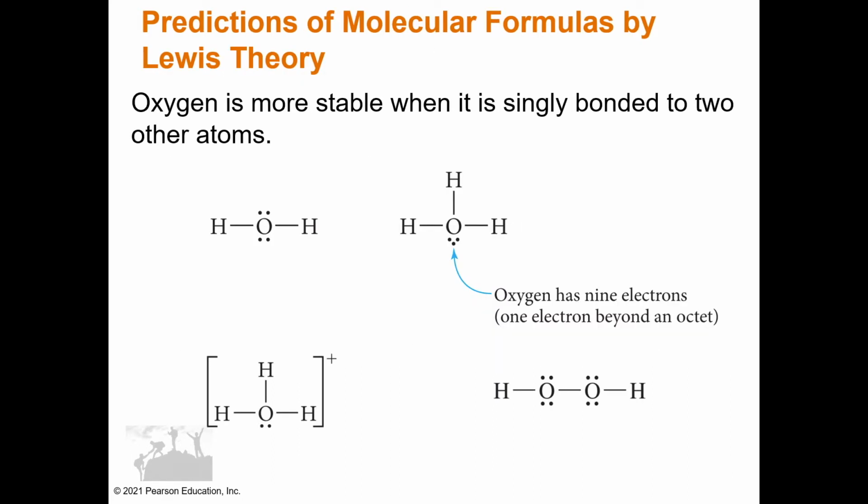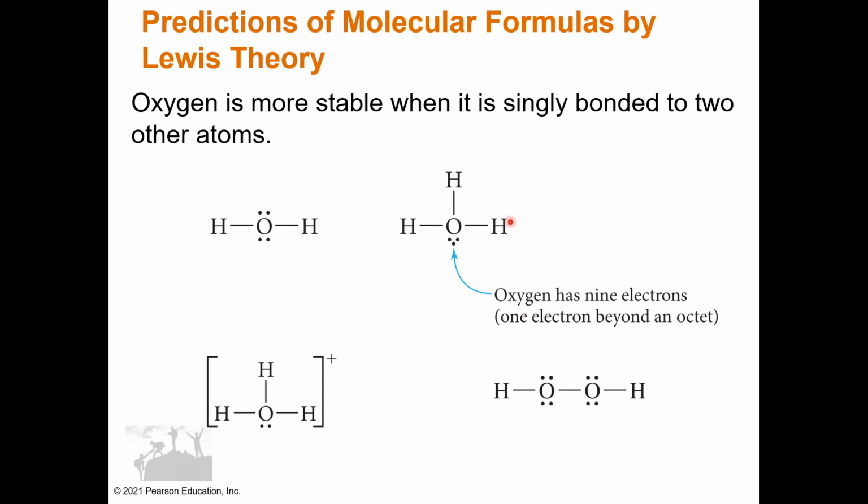So why is water H2O and not H3O? Well, we saw this already. Both hydrogens have complete duets. Oxygen has a complete octet. And all the valence electrons have been used in drawing out this structure.